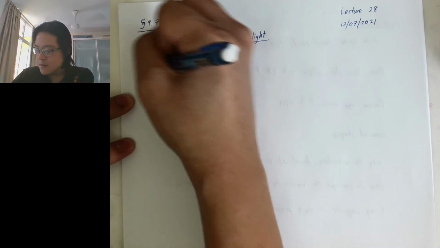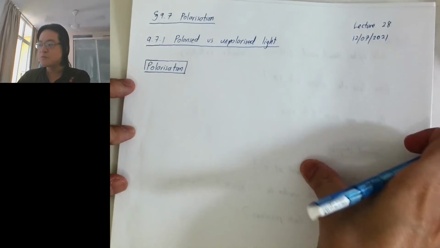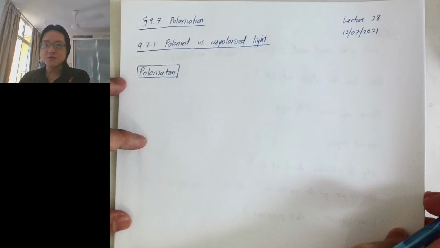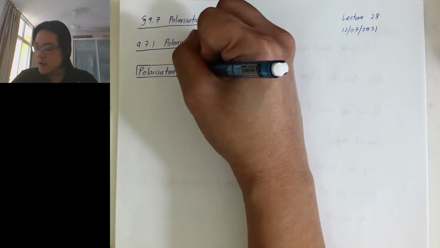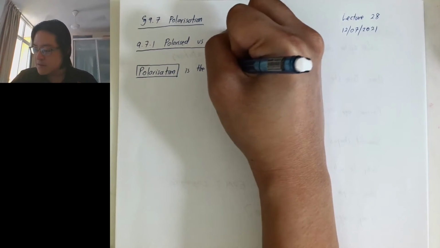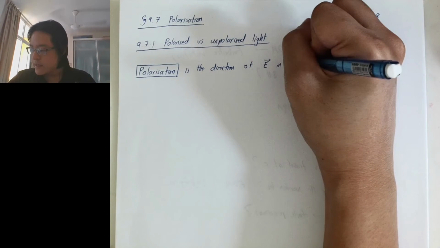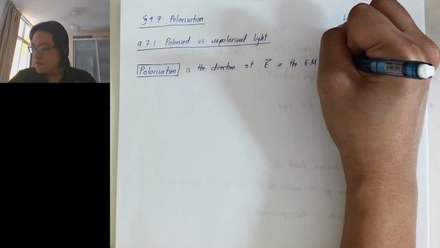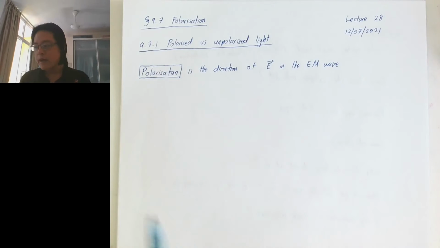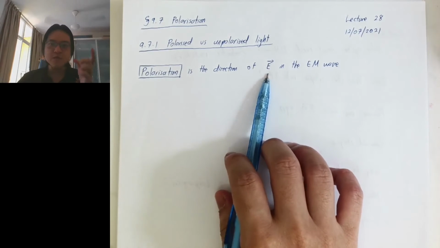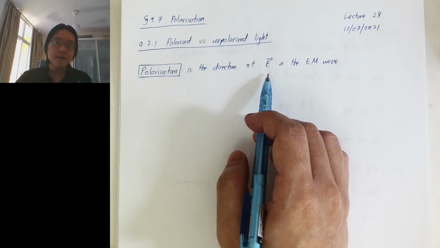Polarization. You may have noticed that I spell polarization with an S because I'm used to UK British English. For those who are using American English, it's polarized with a Z, right? Polarization is the direction of the electric field in the EM wave. Because the magnetic field we already know is in the other perpendicular direction, we don't really need it. From this we already know the magnetic field, so we focus on the direction of the electric field.